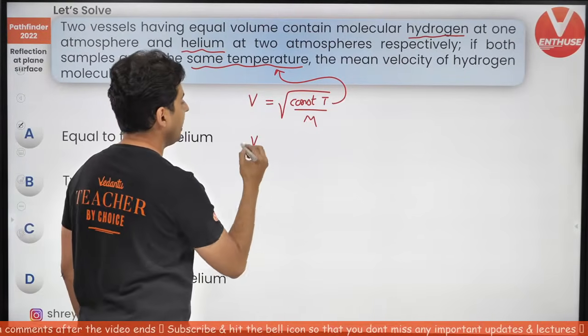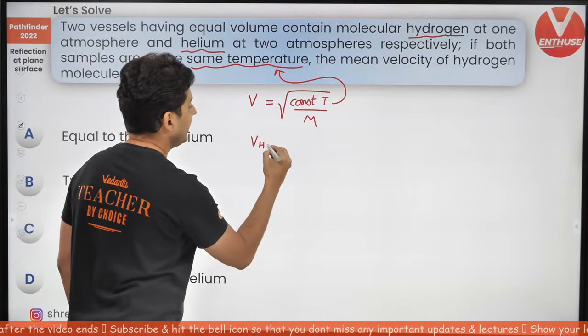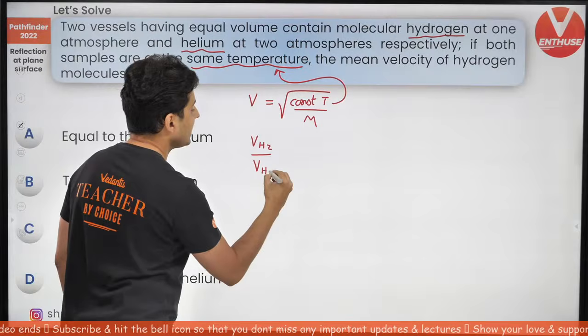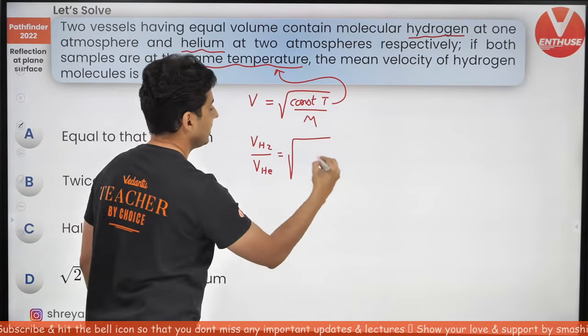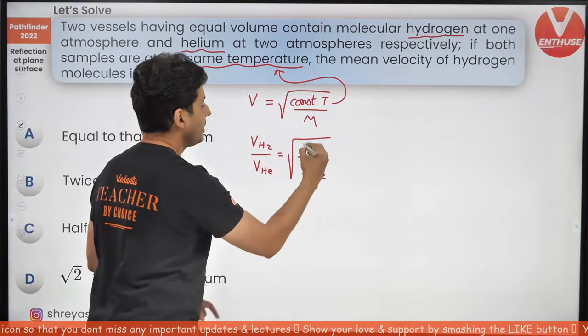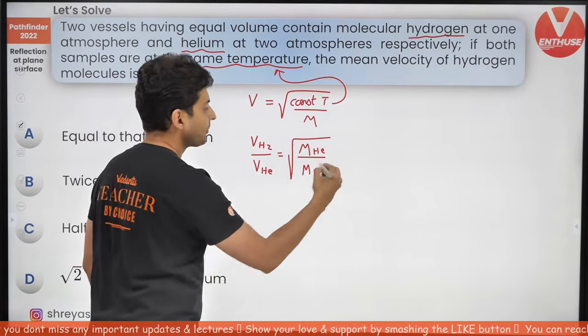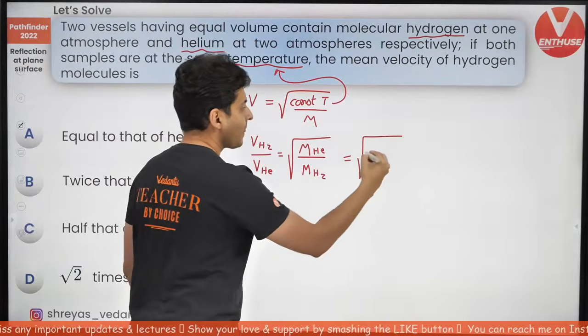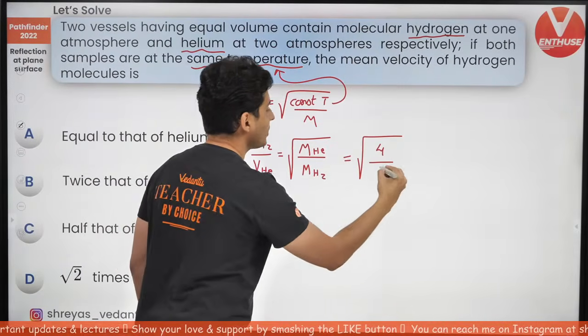So if I talk about velocity of hydrogen upon velocity of helium, it will be nothing but molecular weight of hydrogen will come below and molecular weight of helium will come on the top. And molecular weight of helium will be 4 and for hydrogen it will be 2.